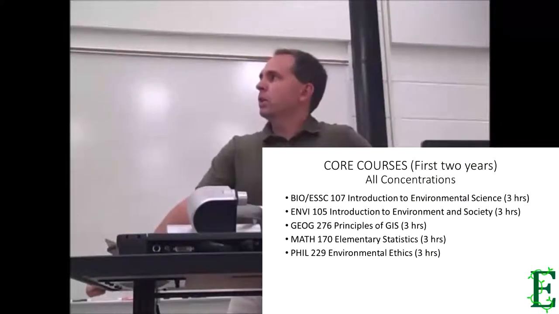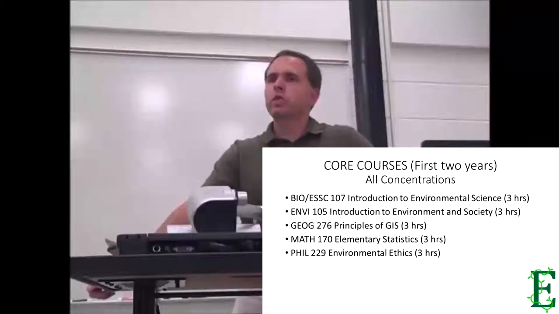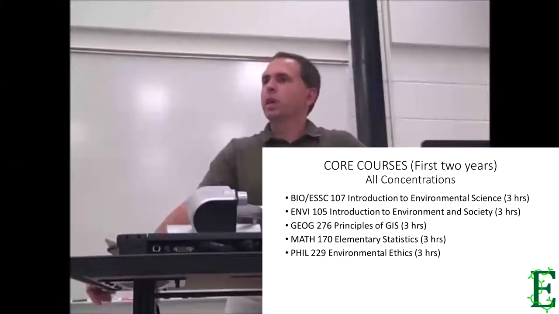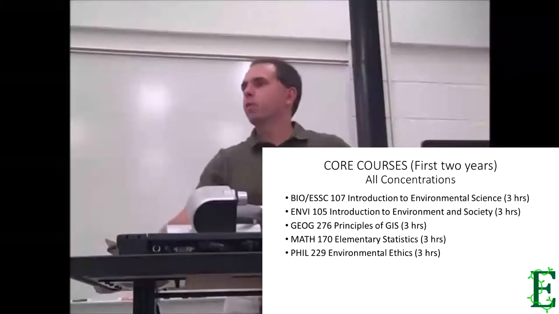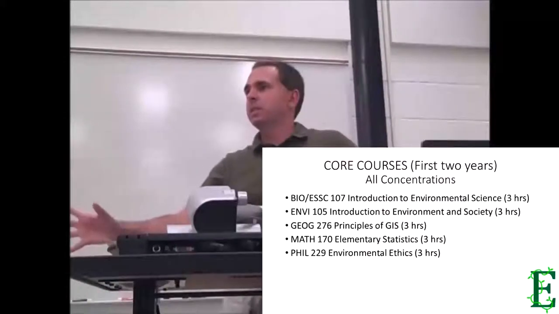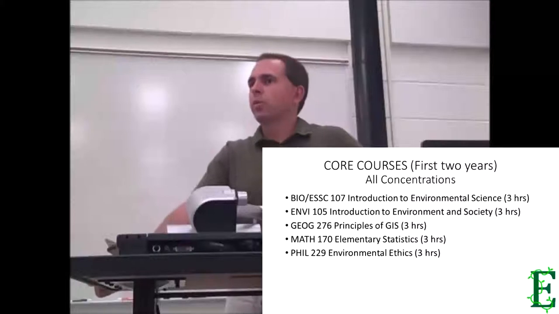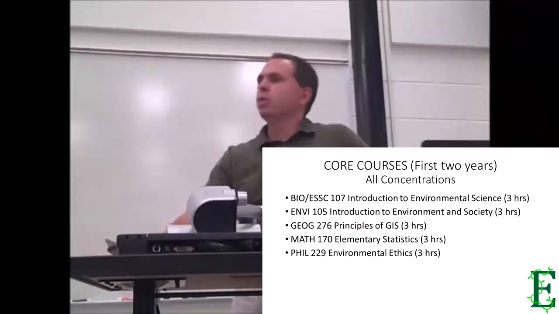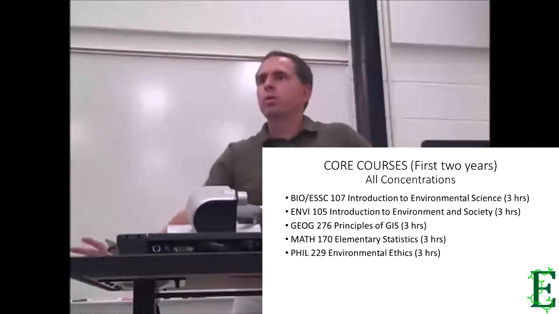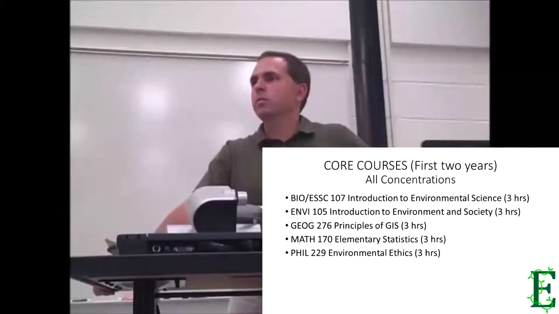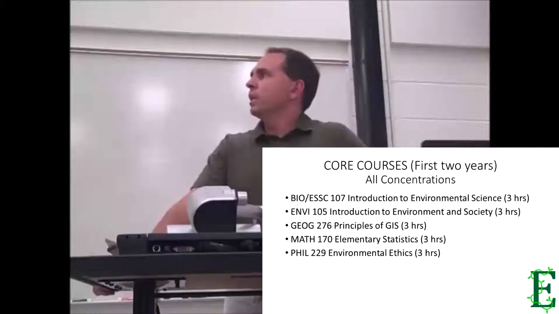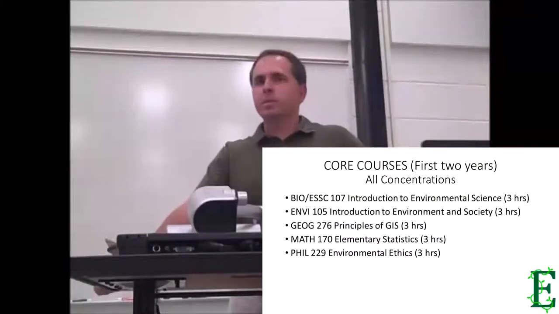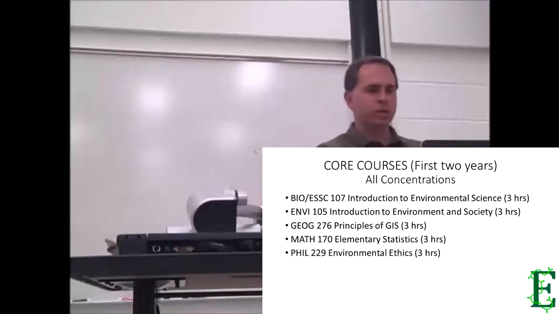And then we have Geography 276, which is Principles of GIS. GIS is Geographical Information Systems. It's a way of mapping things. So for example, if you wanted to map invasive species and their progression with time, you could do that with GIS. There's all sorts of things you could do with GIS. If you know Google Earth, it's kind of similar in the functionality. And then we require elementary statistics and environmental ethics. Okay, that's for all concentrations.